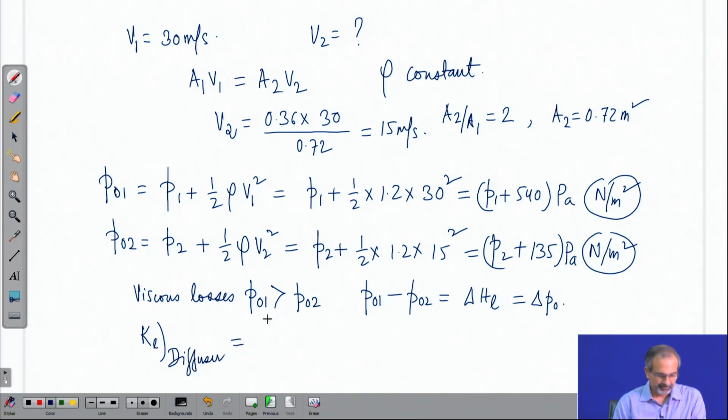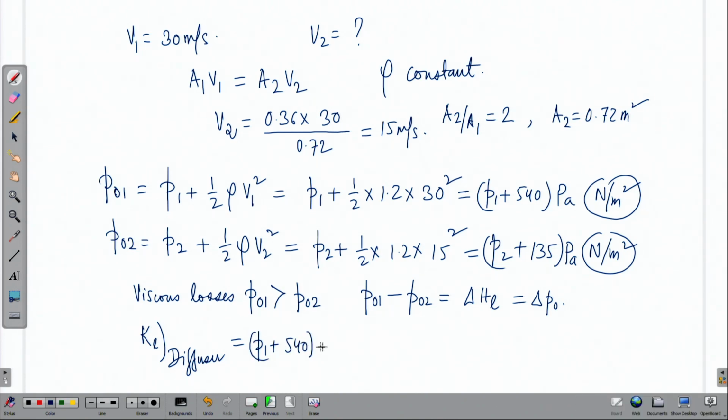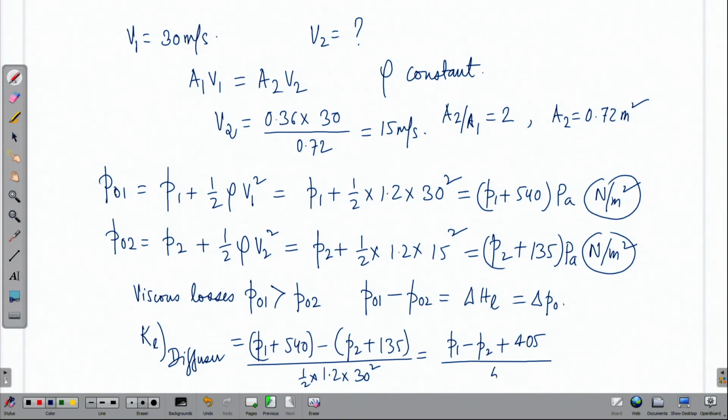So, finally, when it comes to the K L for the diffuser, what will be the expression for it? Let us plug in the expressions. And the dynamic pressure will be based on what comes into the section. So, that is based on 30 meters per second. So, that is finally P1 minus P2 plus 405 by 540. So, the 405 comes from the subtraction of 135 from 540.